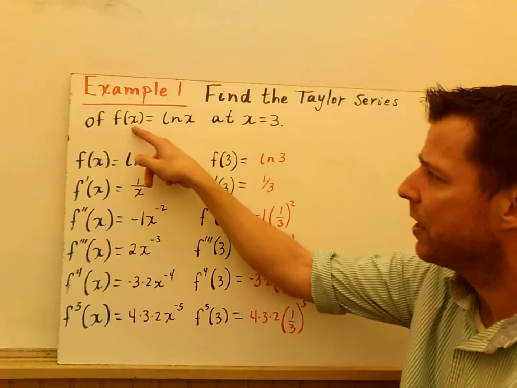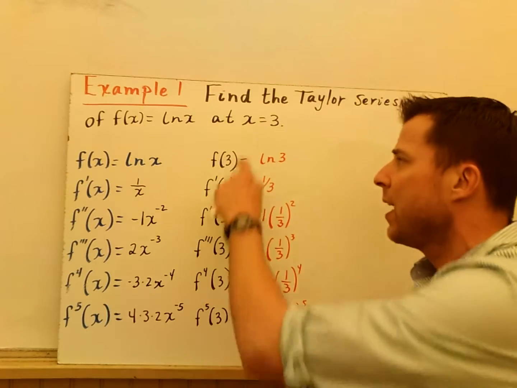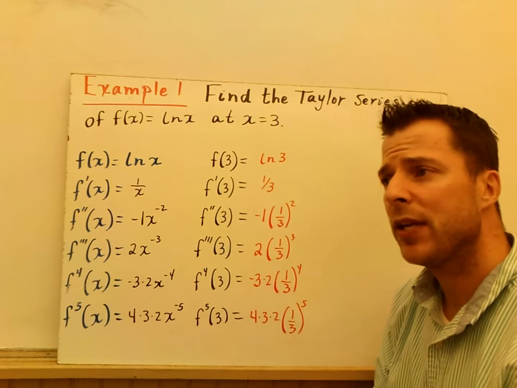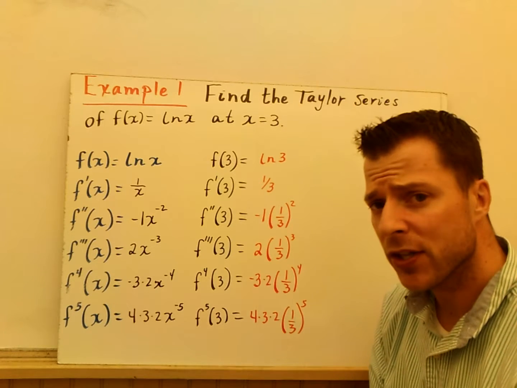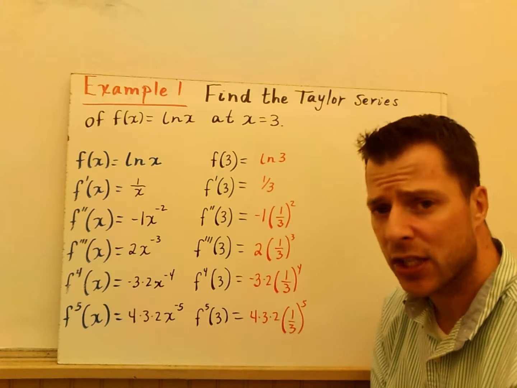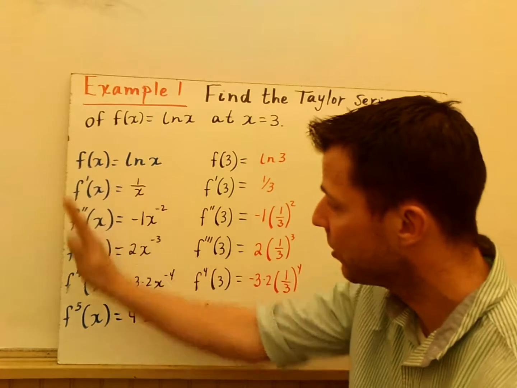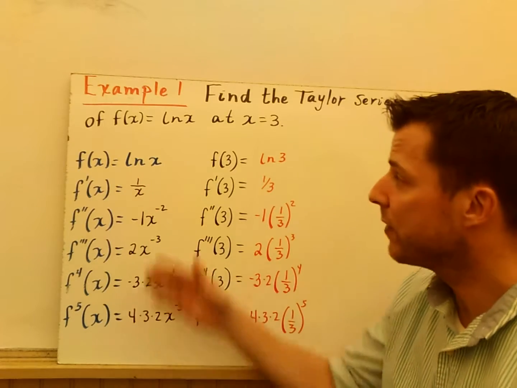Find the Taylor series of the function ln of x at x equals 3. The definition tells us that we need to be evaluating not only the function at a, but the derivative, the second derivative, the third derivative. So I need derivatives, and I need to evaluate those. On the left here, you'll always see me write the derivatives of f of x.